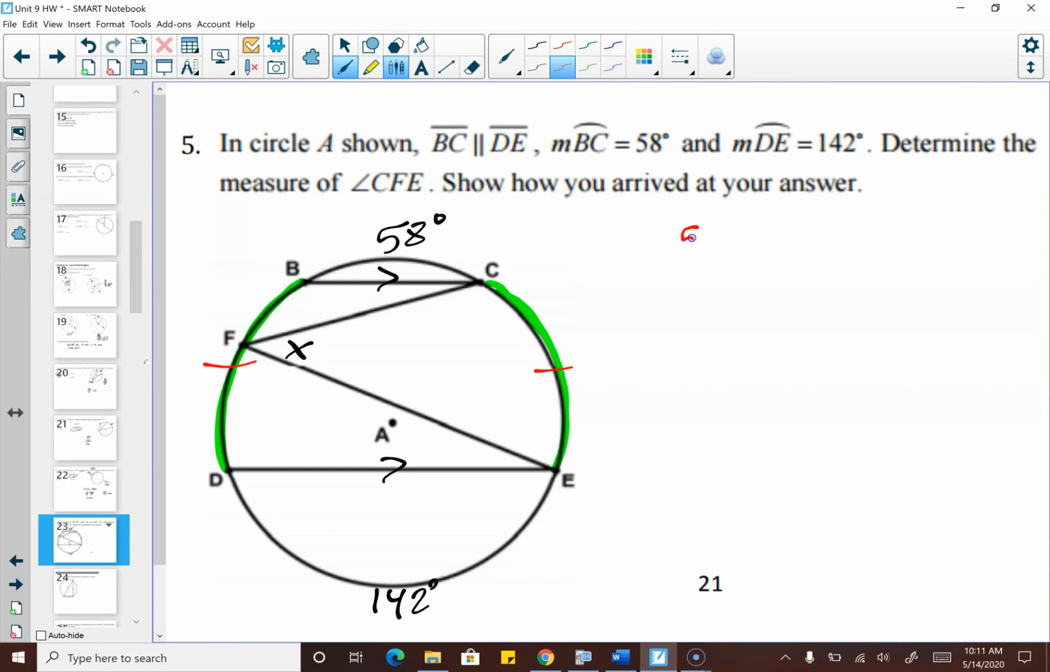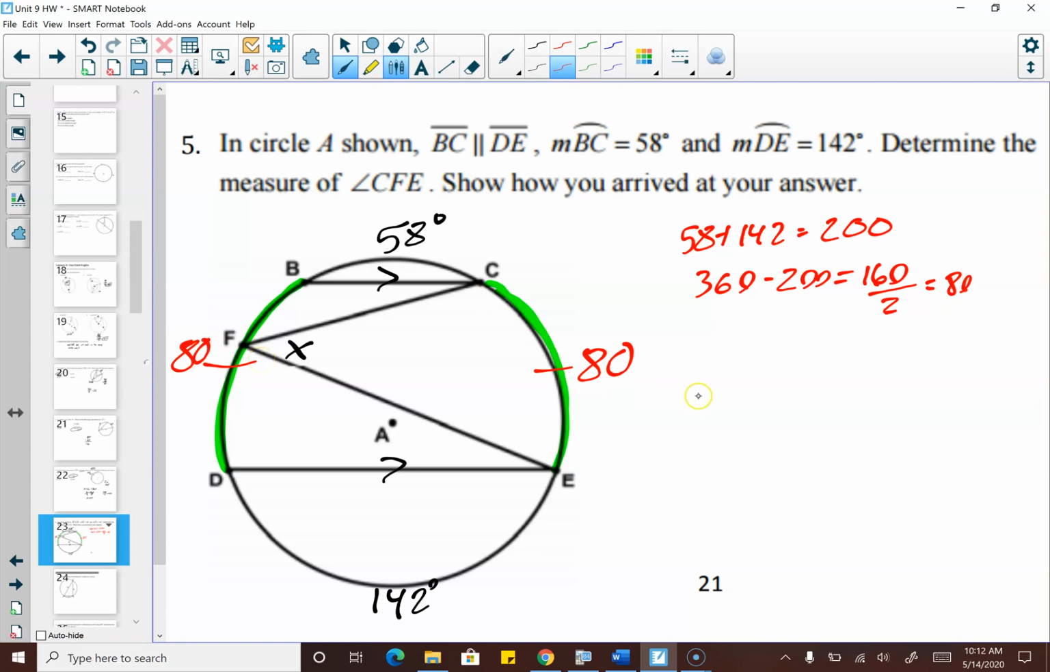So what we're going to do is 58 plus 142, which gives us a nice 200. So 360 minus 200 gives us 160. So there's 160 degrees left for both of those. If we divide it by 2, because they're both the same, that gives us 80 and 80. So now CFE is inscribed to that 80 degrees. So half of 80 gives us 40. Okay, so we had to apply two things there. One was that arcs between parallel chords are congruent, and then the other was one of our basic inscribed angles.